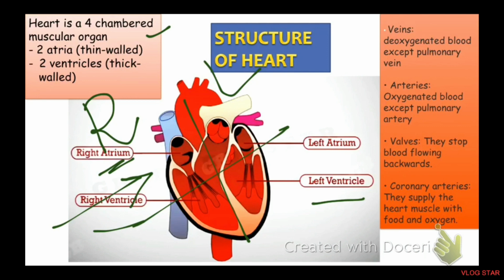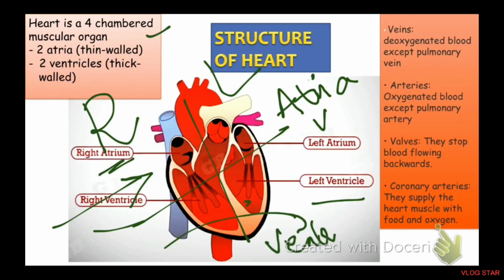So whether it is right or left, the upper part is called the atria and the lower part is called the ventricles. Correct? So that's how it becomes a 4-chambered heart. Atria are thin walled, whereas ventricles are thick walled.